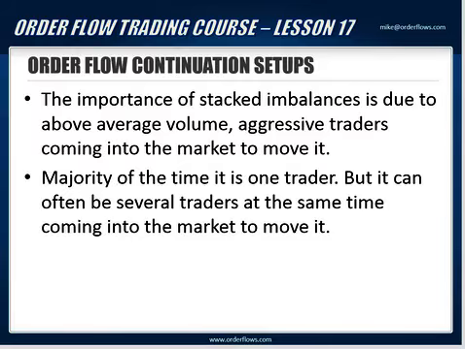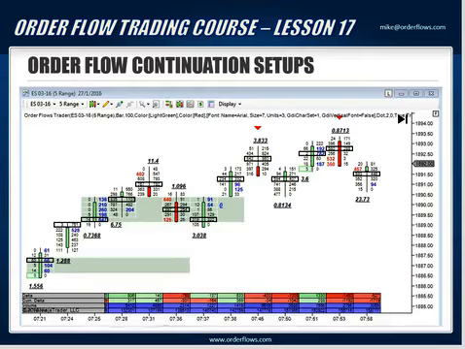Oftentimes what you're seeing is the result of a big order coming into the market that has to be executed as the market's moving. So what you have here, this is in the E-minis. This is at 7:20 in the morning, and you're seeing a stacked buying imbalance. You have 3 in a row right here. They're all stacked on top of each other. Here you have 4 in a row. And you're looking for the market to continue in that trend.